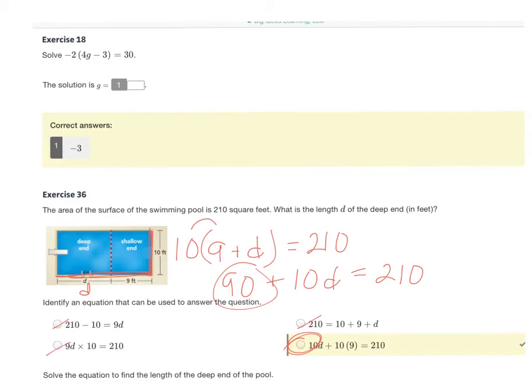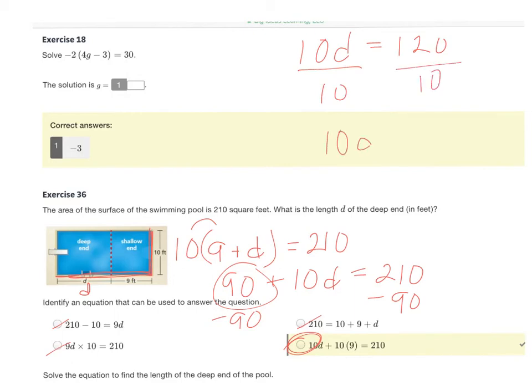And then they want us to find it, so I'm going to go back to what I have written out. 90 plus 10d is equal to 210. I'm going to subtract 90 from both sides. So that's going to give me 10d is equal to, I believe, 120. And then you would divide by 10 on both sides. d is equal to 12. So what is the length of d? It's just 12. All right, let's go to the next slide.